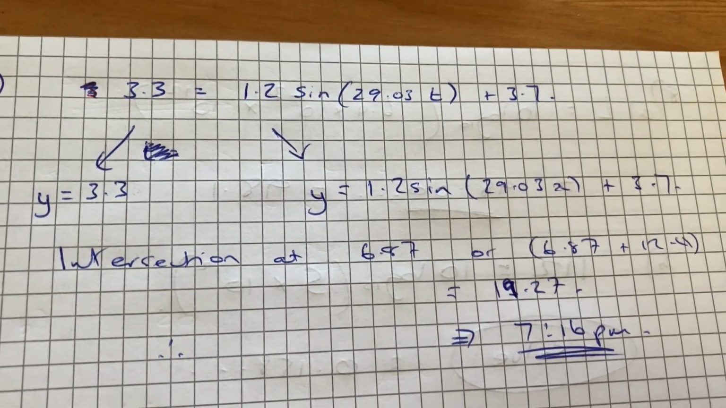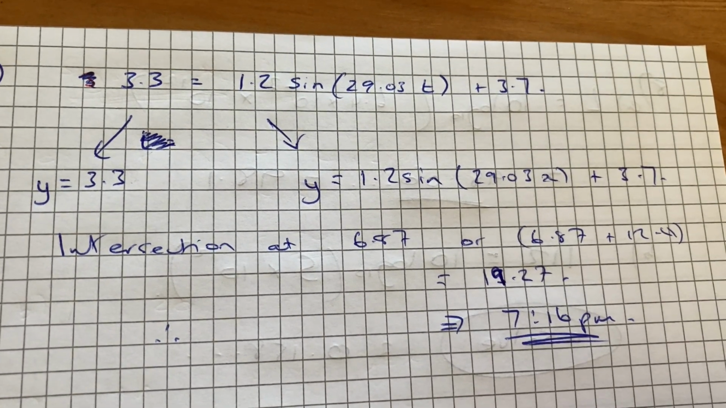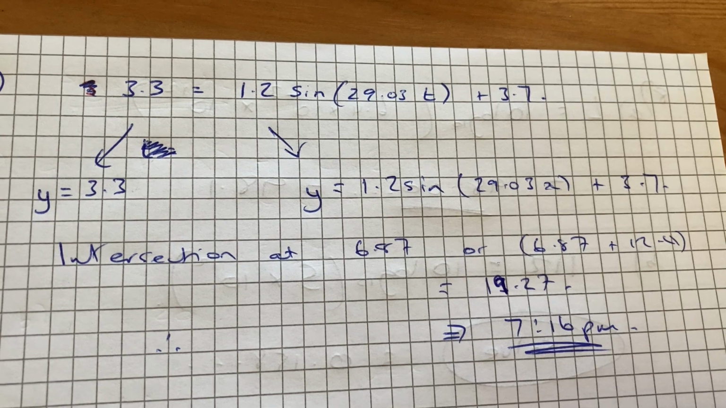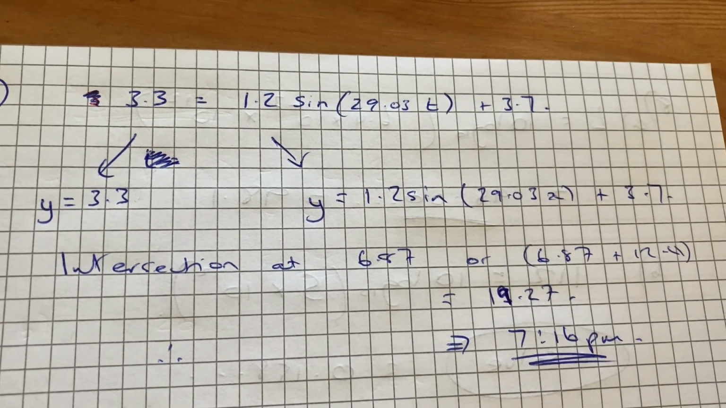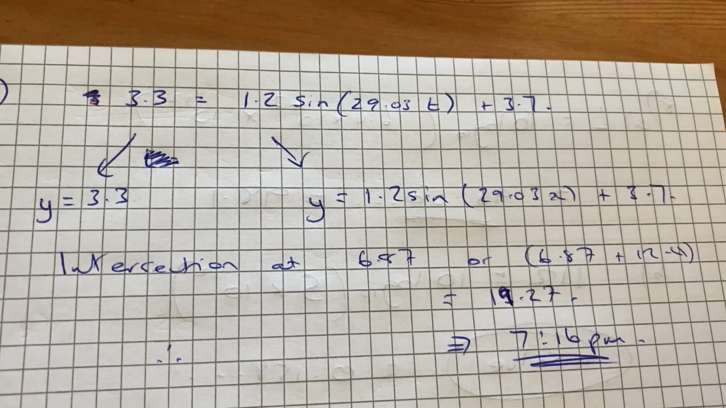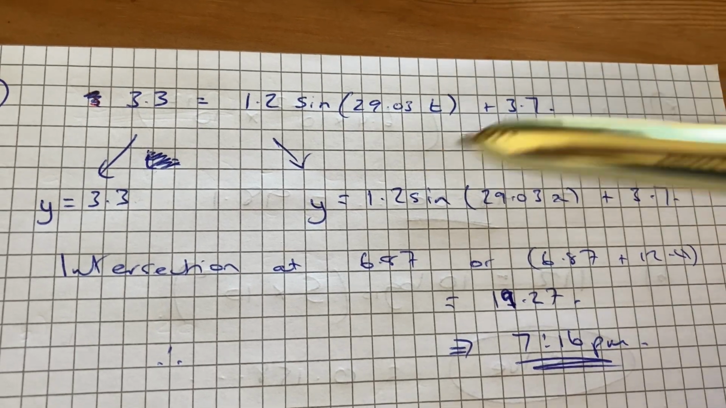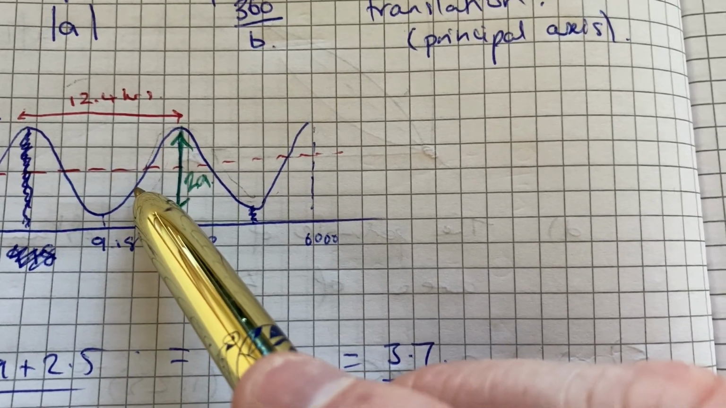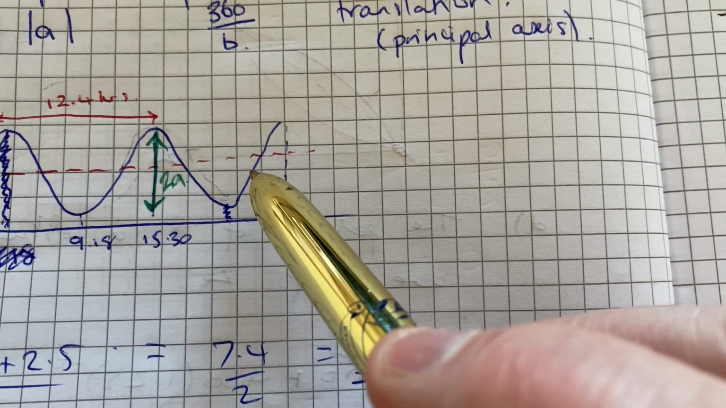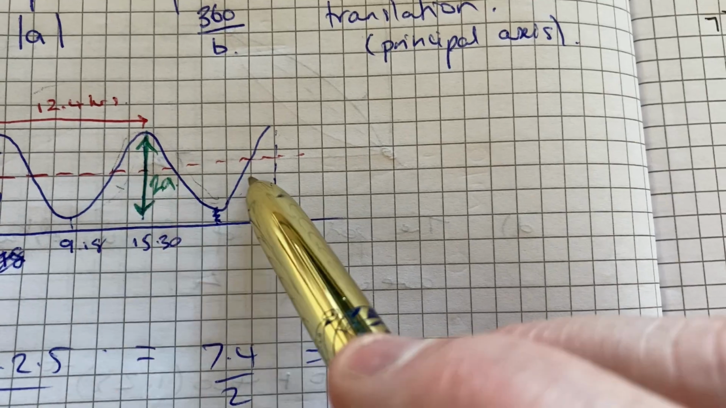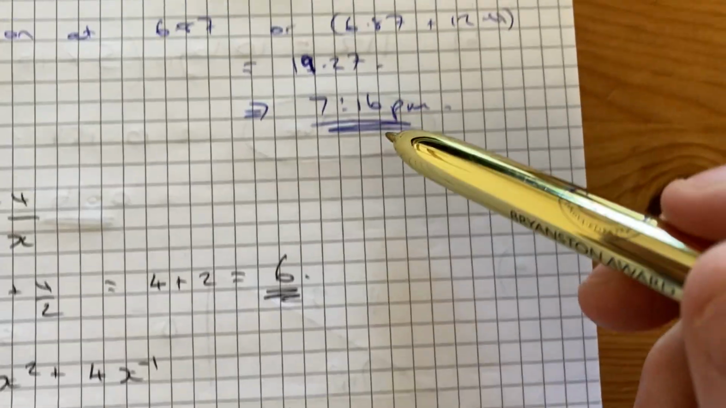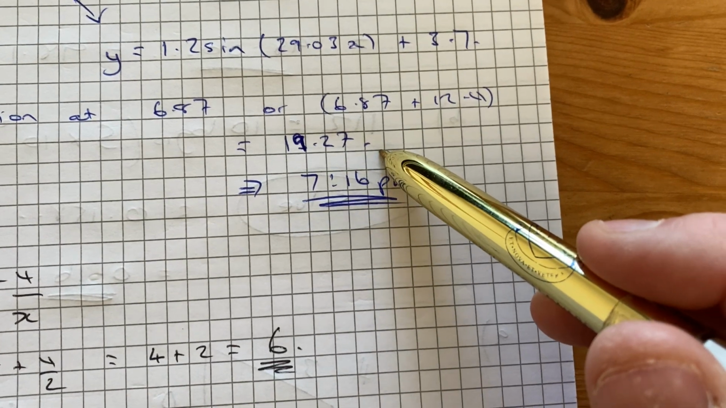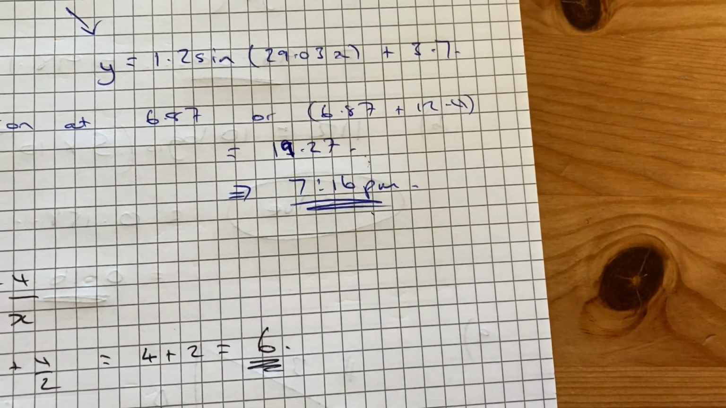Okay, the intersection point comes out to be 6.87. But we want it in the afternoon. There's another one, so add on the 12.4 for the period and you get 19.27. Okay, so we get the value here, but we want the latest one, so we need to add on the period of the graph to get the latest one. So that gives us 19.27 hours after midnight, which is 7:16 p.m.